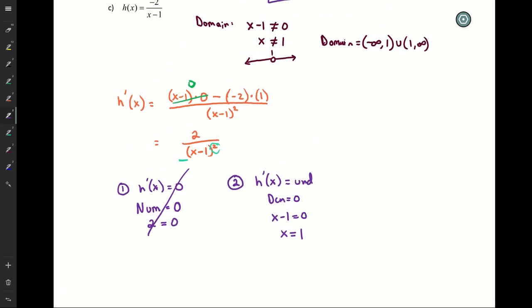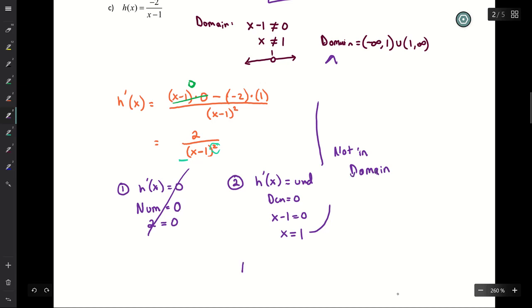Now on this one, we go back up here, and we say, oh, that's not in the domain. And because it's not in the domain, that means it can't possibly be a critical number. Okay? So this one, we're going to say no critical numbers. Now, later on, we're going to have to consider the x equals 1, but we're going to consider it as a vertical asymptote, not as a critical number.